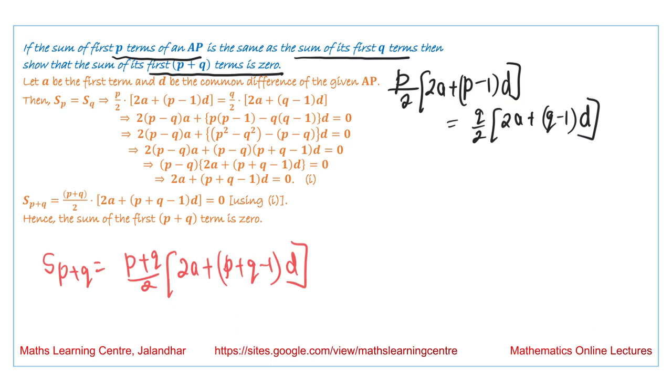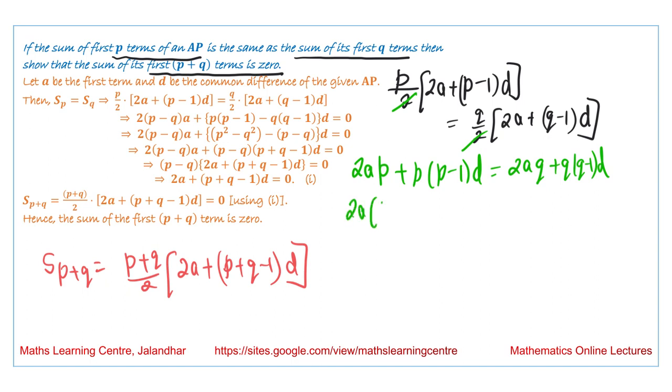So if we solve this equation, this 2 gets cancelled, we get 2ap plus p into p minus 1 into d, that is equal to 2aq plus q into q minus 1 into d. So this becomes 2a into p minus q, that is equal to d into q into q minus 1 minus p into p minus 1.